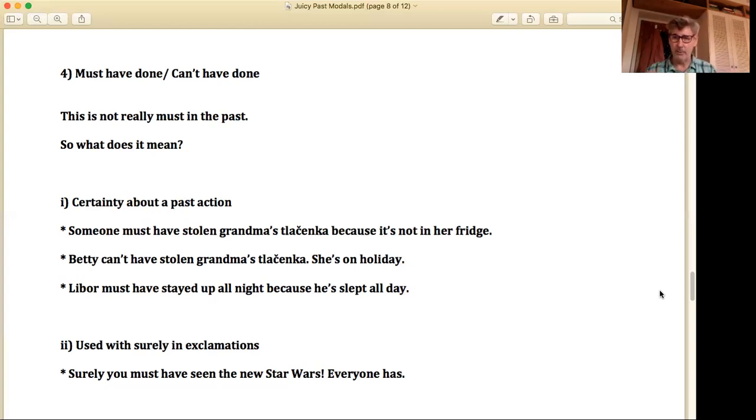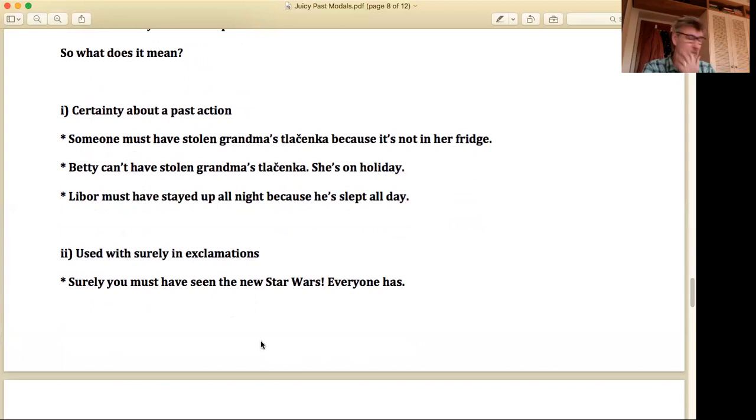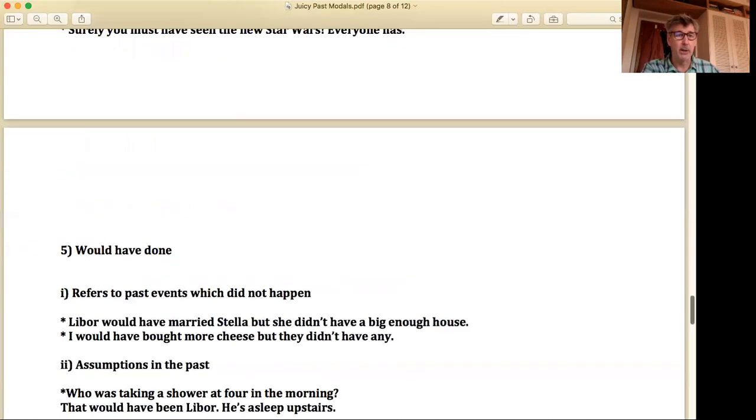This one especially, because it isn't must exactly, but it is a way we can use must in the past. All right, and then we kind of use it with just an exclamation. And again, Vince gives you fairly good descriptions of all of these in here. It's like 2 pages. You can read it very quickly and start to digest it. I recommend reading it more than once. Surely you must have seen the new Star Wars. Everyone has. Again, Britishisms, but that's fine.